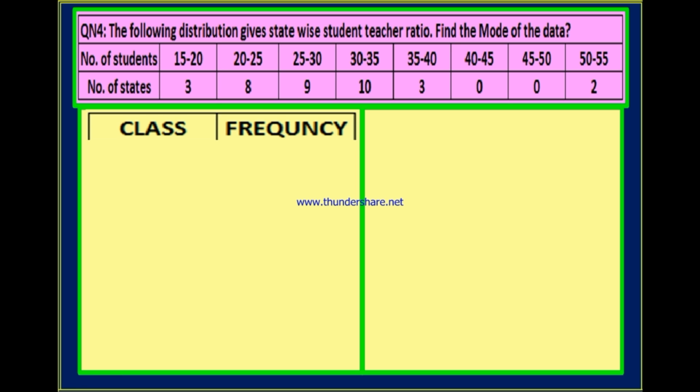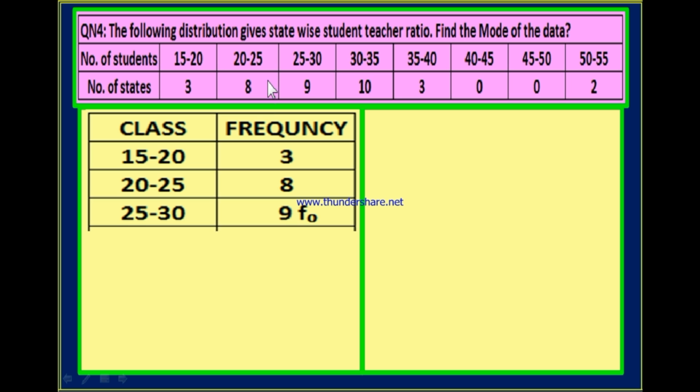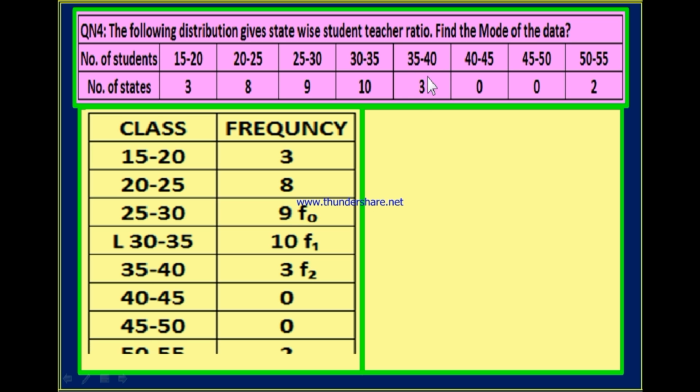So you observe this class and frequency. The first class 15 to 20, the frequency is 3. Second class 20 to 25, the frequency is 8. Third class 25 to 30, the frequency is 9. Next class 30 to 35, the frequency is 10. 35 to 40, the frequency is 3. 40 to 45, the frequency is 0. And 45 to 50, frequency is 0. And 50 to 55, the frequency is 2. Understood?